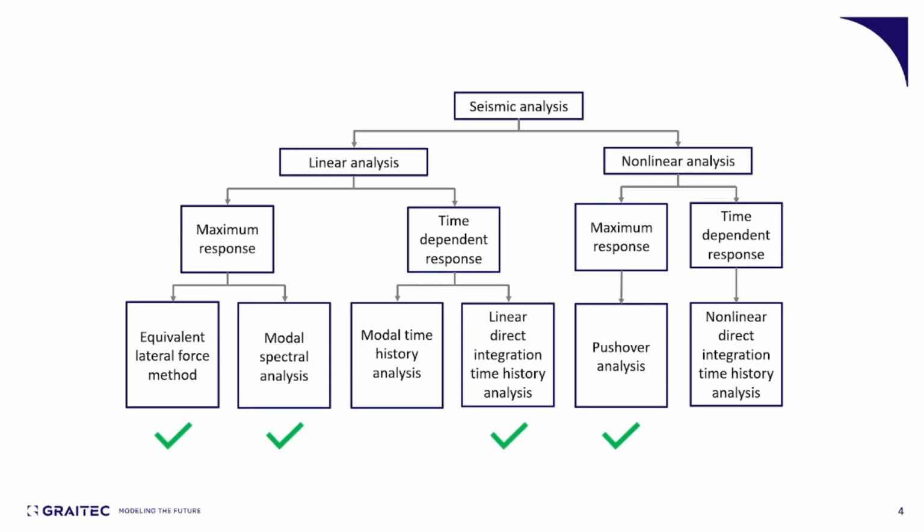Before starting discussing each type of analysis separately, it would be nice to look at this diagram and see all the different types of analysis we have and we probably use for seismic design. We categorize the analysis into linear and nonlinear, of course. On the linear part, we have 4 different types of analysis, and on the nonlinear part, we have only 2. The ones marked with the green tick are the ones provided in Advanced Design and are basically the ones we will discuss in this session as well.